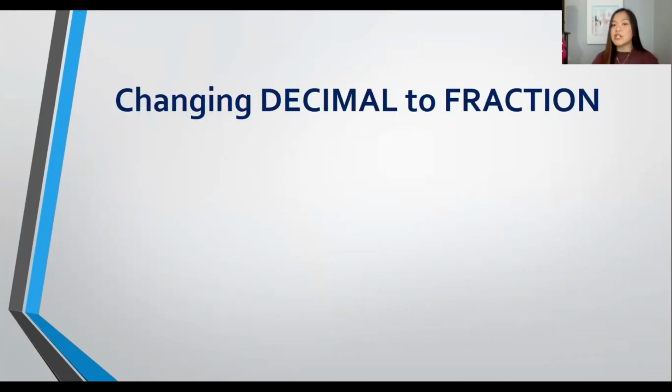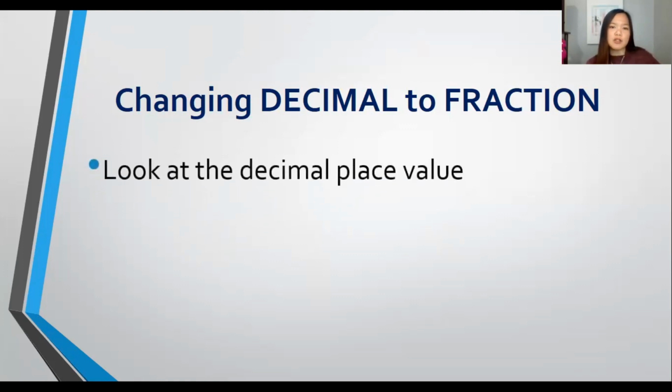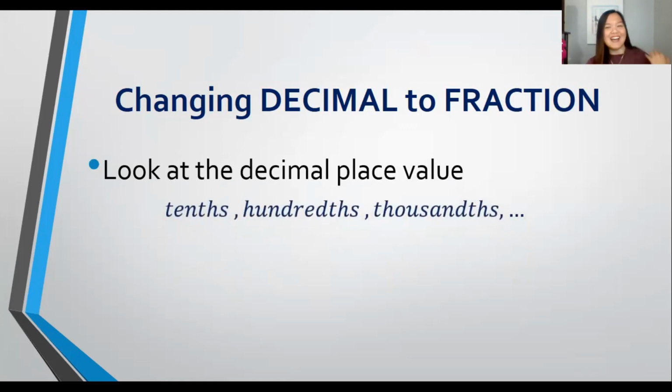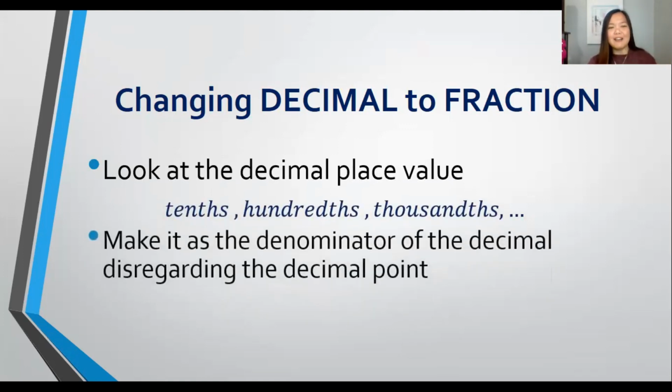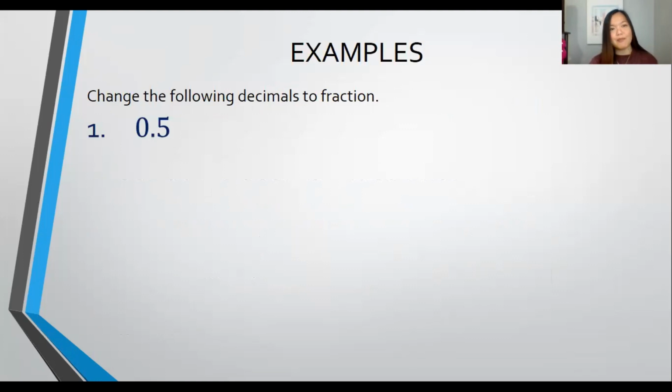Let's proceed to changing decimal to fraction. When we say changing decimal to fraction, my simple way of doing this is to look at the decimal place value, like tenths, hundredths, thousandths. And then, I make it the denominator of the decimal, disregarding the decimal point. And simplify. So, let's proceed to examples.